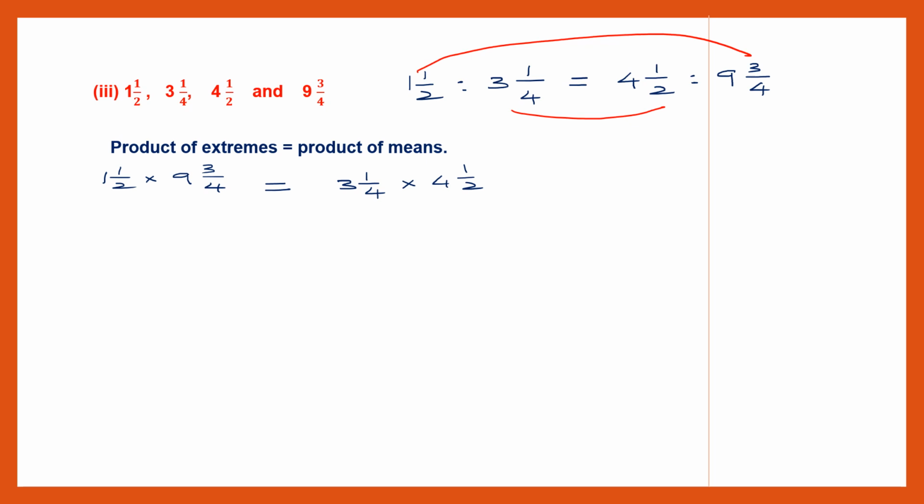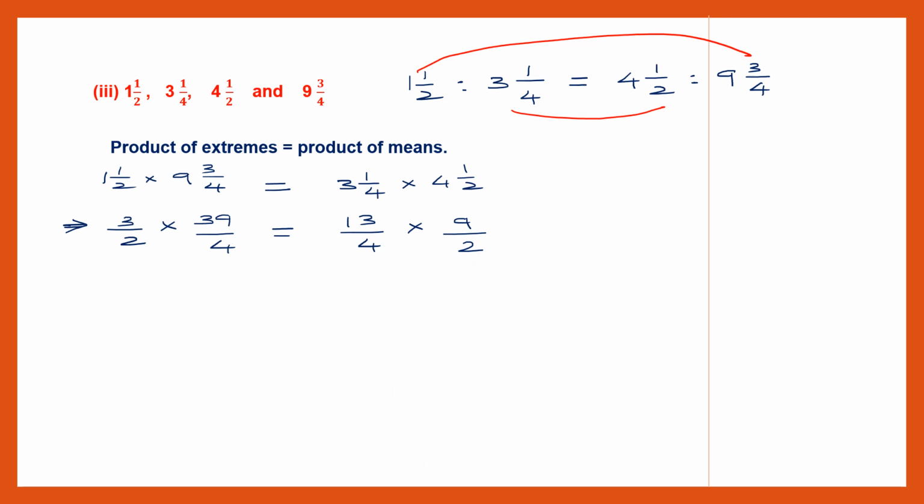So let's work this out. First, let's convert. 2 ones are 2 plus 1 is 3, so that is 3 by 2 into 4 nines are 36 plus 3 is 39, 39 by 4. And on the other side, we have 4 threes are 12 plus 1, 13 by 4 into 2 fours are 8 plus 1, 9 by 2. Now, since this is multiplication of fractions, we can cancel if there is anything to be cancelled. Otherwise, we straight away multiply the numerators and the denominators. As you can see, there is nothing that we can cancel here.